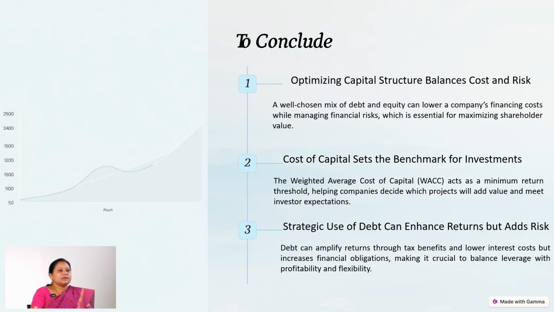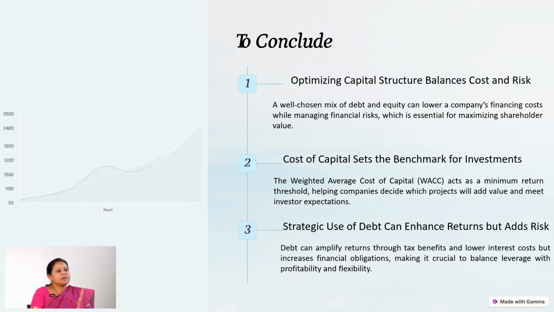Let's discuss the key takeaways from this unit. Optimizing capital structure balances cost and risk. First, a well-optimized capital structure finds the right balance between debt and equity to minimize financing cost while carefully managing the financial risk. Each component, debt and equity, has unique costs and benefits.